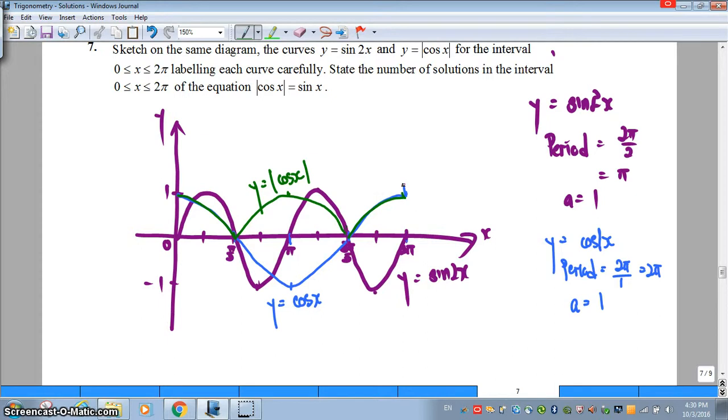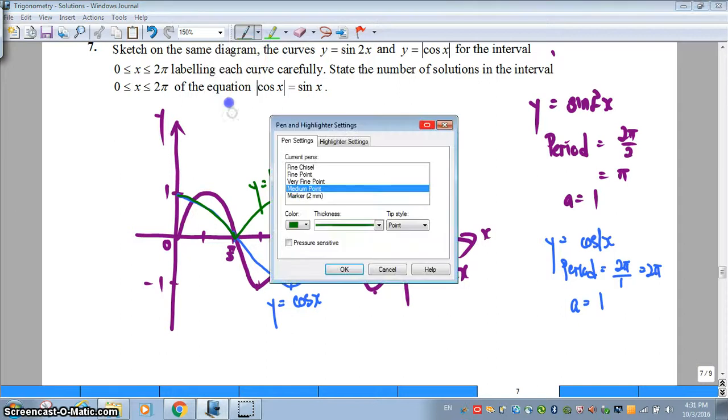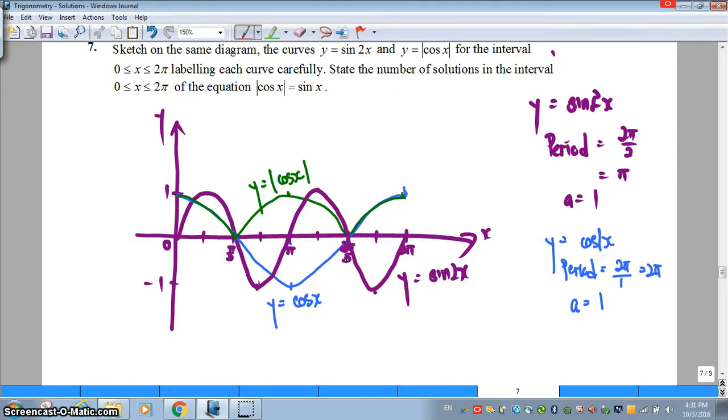Now, look at the last part of the question. State the number of solutions in the interval. It means you will need to find out how many intersection points there are in order for you to determine the number of solutions. So take a look at your curve in purple as well as in green. How many intersection points are there? I see 1, 2, 3, 4. There are 4 intersection points.